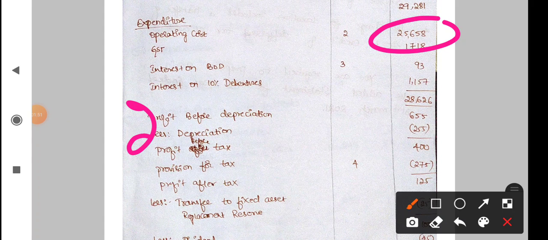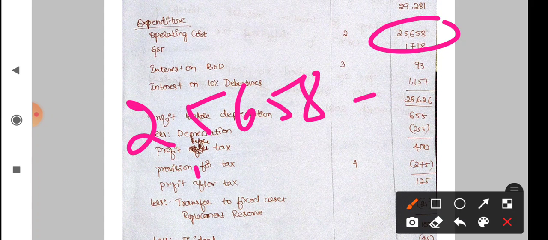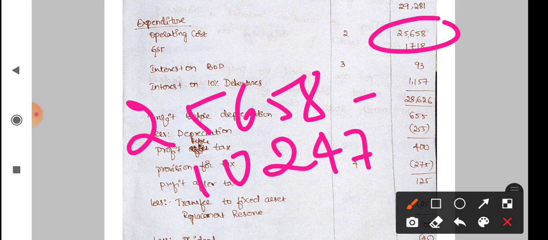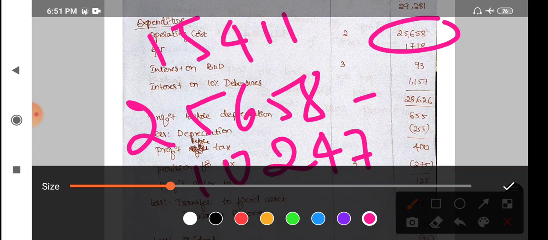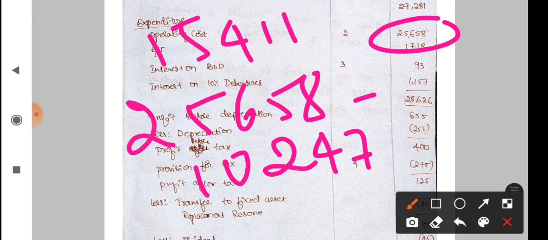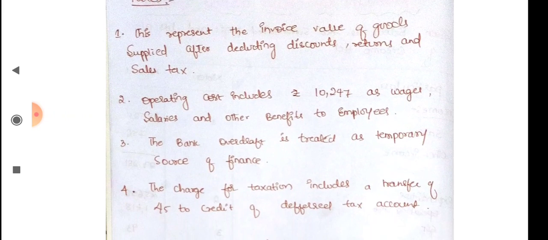So the operating cost amount is 25,658. So 25,658 minus 10,247. This is the amount given in the adjustment, right? So the final amount will be 15,411. 15,411 will be the operating cost. This is what the second adjustment is telling.